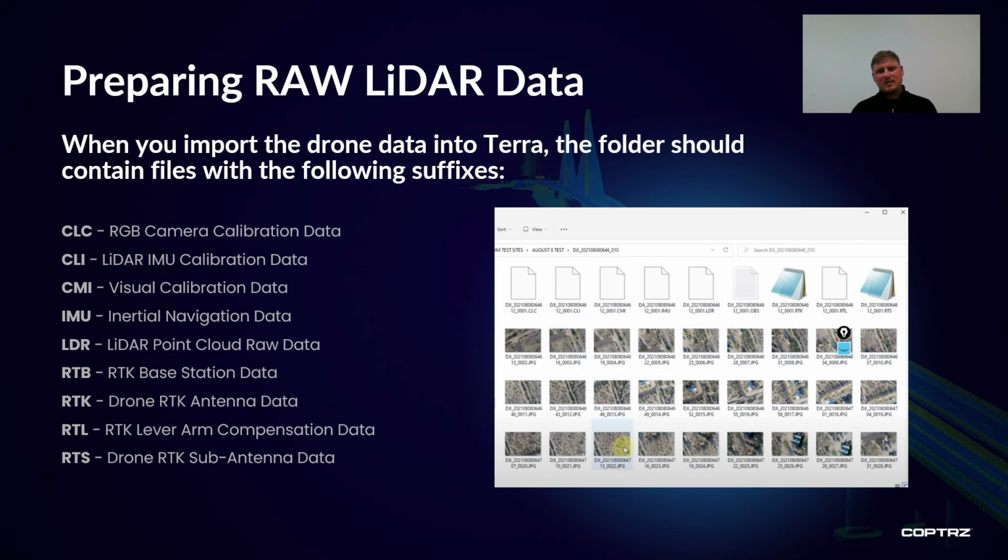So this is just an example of the raw data. As mentioned, we take the data out, put it onto our computer, and all our raw data sets are saved in there. We've got our RGB imagery for the colorization, our IMU file, and our lever offsets, which traditionally we'd have to measure by hand. That's all done for you, and all that data is saved in that folder structure for you to just import into DJI Terra.